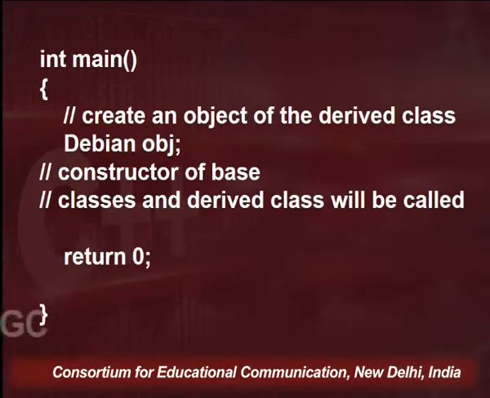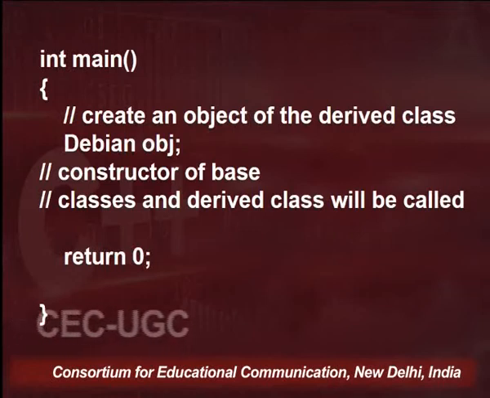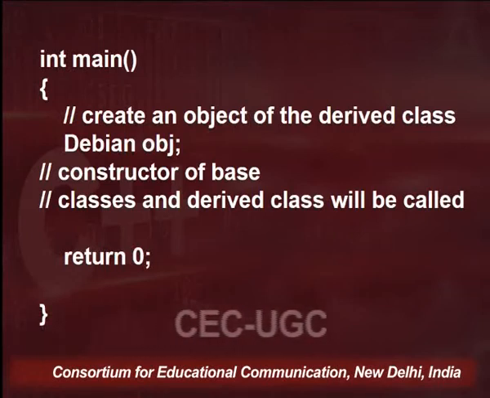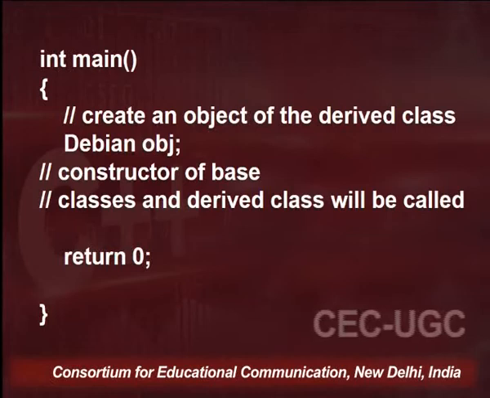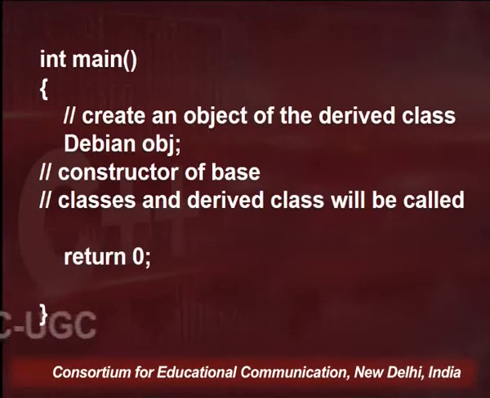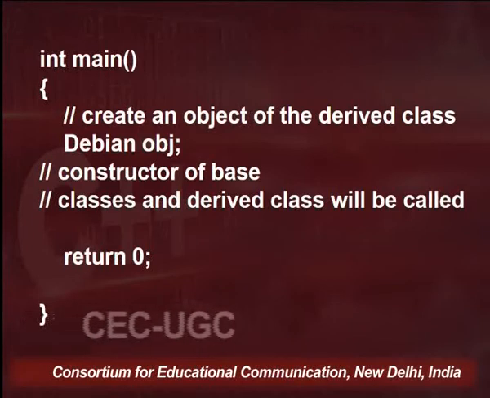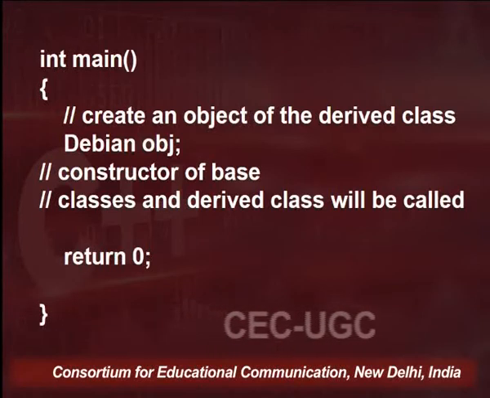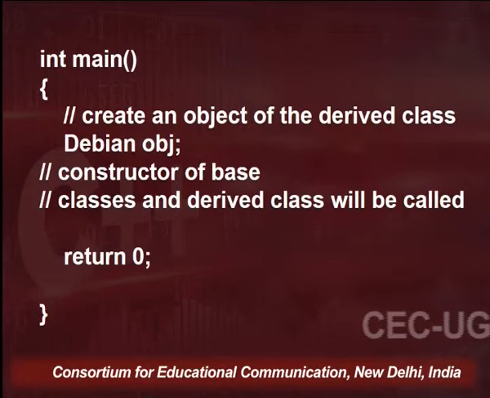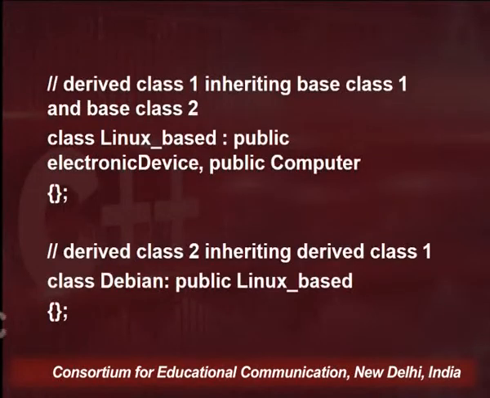So we have created Debian obj, which is an object of Debian class. Now what will happen whenever we create the objects? The constructors are being automatically called. Now here, if we can see the previous screen, inside Debian we don't have any class definition. Again, inside Linux based also we don't have any class definition. So what will happen here?